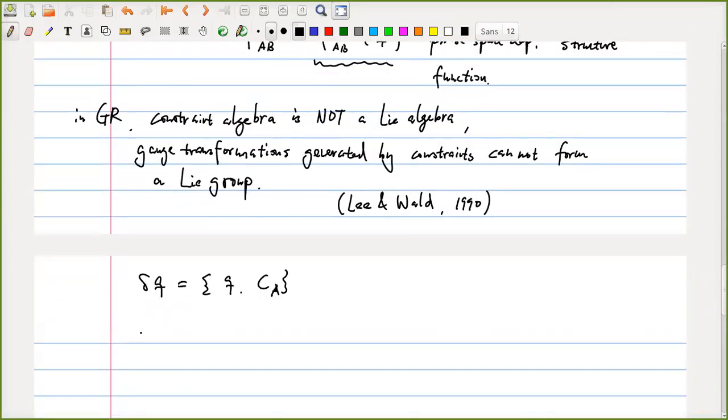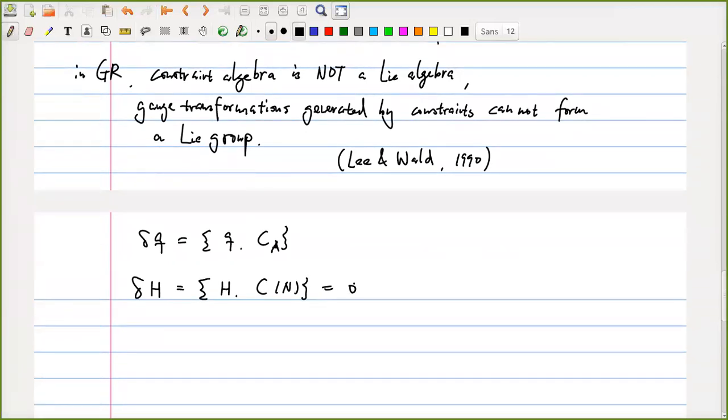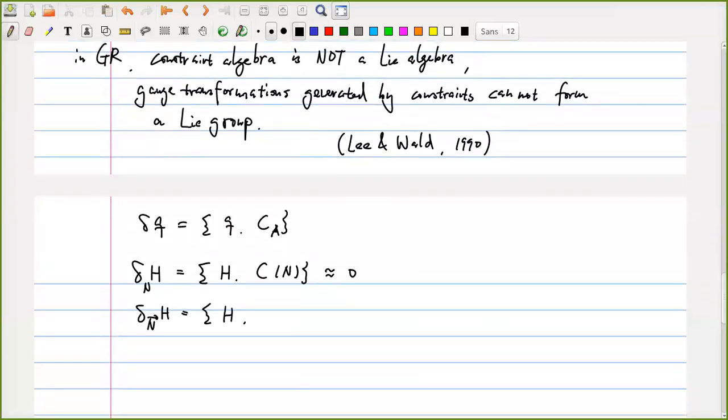The reason is that in the Hamiltonian formalism, the Hamiltonian is of course the most important generating function to generate all the dynamics. And then you can easily see that for general relativity, the Hamiltonian is invariant under these transformations generated by the constraints, that is, delta_n H is weakly equal to 0. Let's say weakly, because all the physics is on the constraint surface.